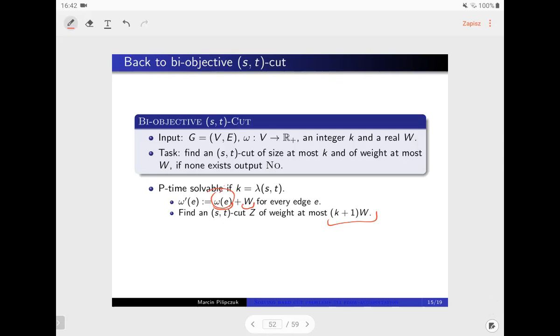You don't have budget to use more than k edges. So you will use k edges, and this plus one part will take care of the fact that your total weights, your original weights, don't sum up to more than w.